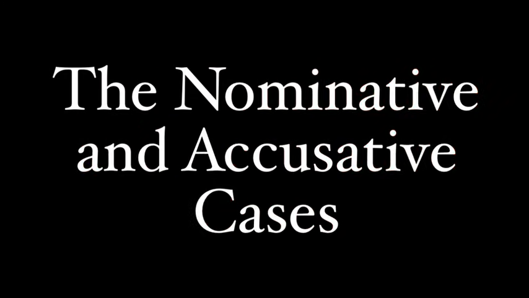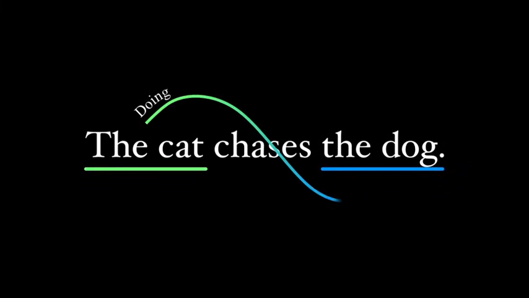Latin is an inflected language. That means that the endings of nouns change based on how that noun is used in the sentence. The cat chases the dog. A nice, simple example where our two nouns, the cat and dog, are each doing different things. The cat is doing the chasing, and the dog is receiving the chasing. This video will cover how Latin illustrates this concept of doers and receivers with the nominative and accusative case.